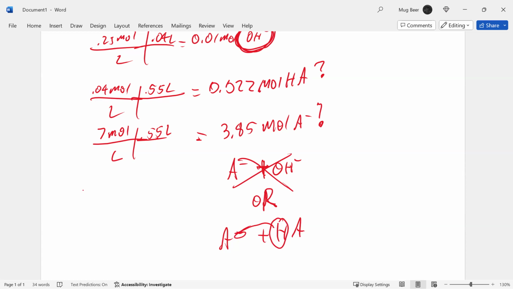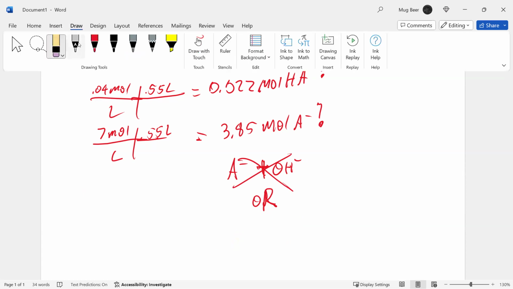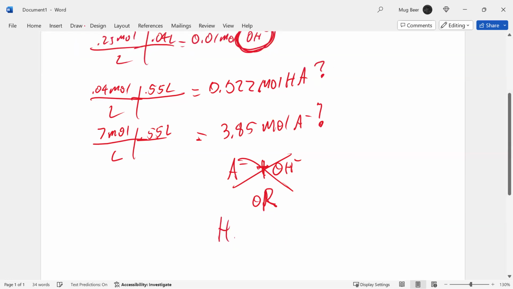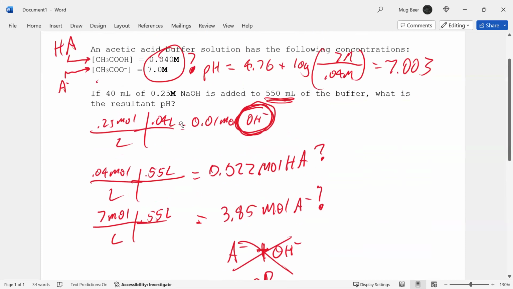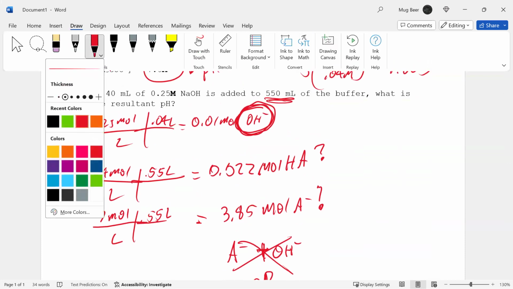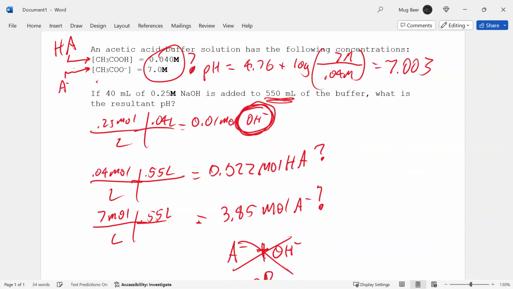I wrote that wrong, didn't I? Maybe that's why that was confusing. Sorry about that. That's better. This H is going to come off and react and make water. So when this goes in, I'm going to lose some of my weak acid part of my buffer. I'm going to gain a little bit more of my anion, but I'm going to lose some of my weak acid. So how do we mathematically deal with this? This is the way chemists have determined an easy way to do this.